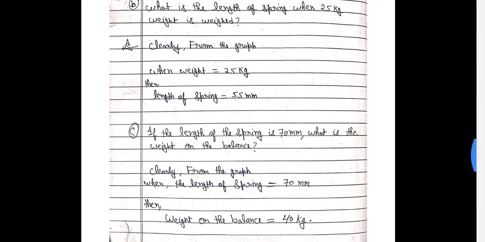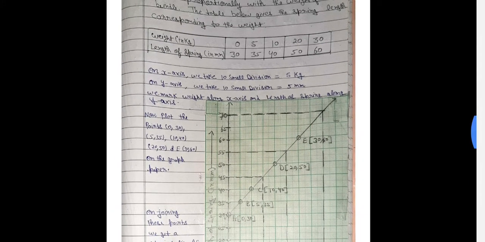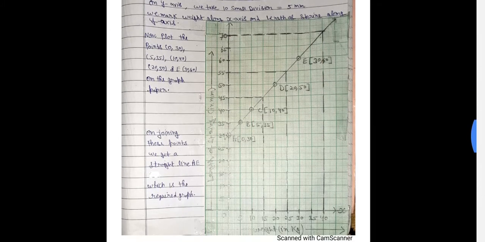Now come on the last question of this graph. If the length of the spring is 70 mm, now length is given and you have to find the weight. Okay, then come on the y-axis and come on the 70. On the y-axis we come on the 70. It is a length. Now make one straight line until it cuts the graph. Now draw one downward line with the help of a scale. Straight line you have to draw. So when you draw this straight line from the 70, then what will you get? It will cut on 40.